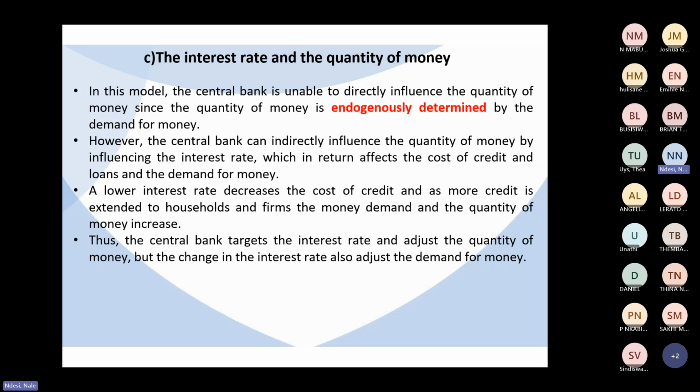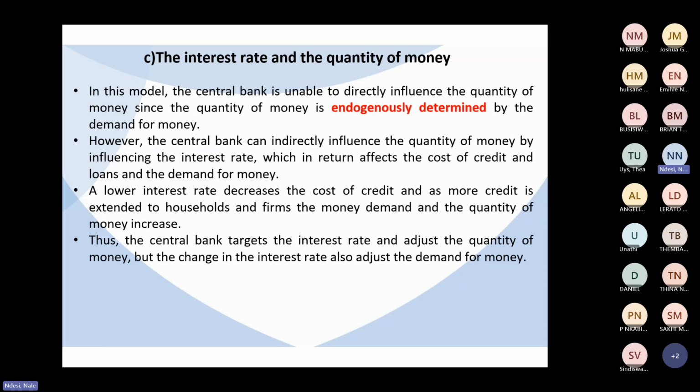So a lower interest rate decreases the cost of credit. Credit becomes cheap. As more credit is extended to households and firms, your economic participants, the money demand and the quantity of money will then increase. So the central bank targets the interest rate and adjusts the quantity of money, but the change in the interest rate also adjusts the demand for money.